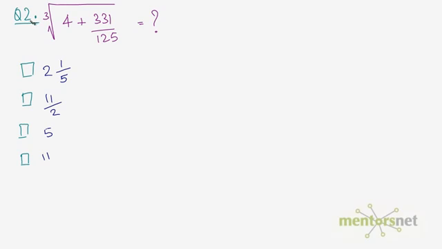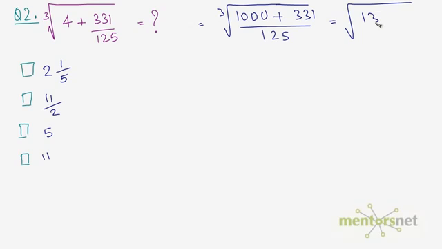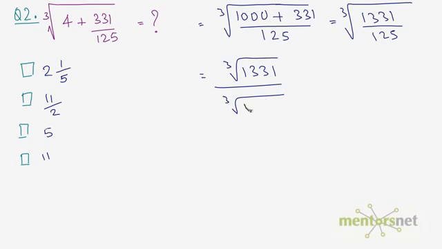Let us move on to the second question. Cube root of 4 plus 331 by 125. Well, let us simplify what is inside the cube root. This can be written as 125 times 4, which is 1000, plus 331 divided by 125. And 1000 plus 331 is equal to 1331 divided by 125, and the cube root of the whole is equal to cube root of 1331 divided by cube root of 125.